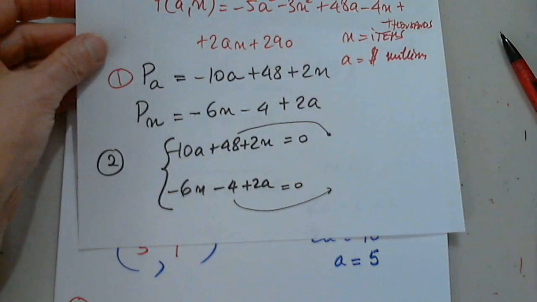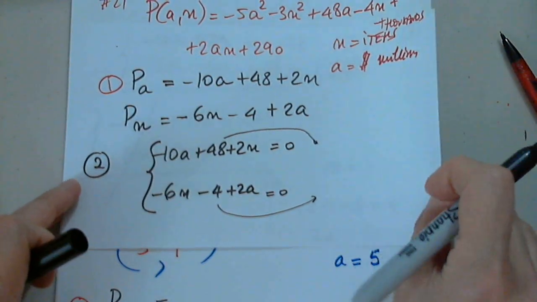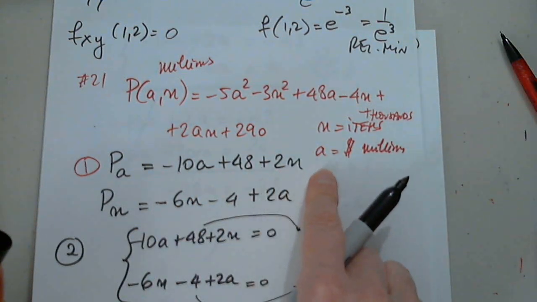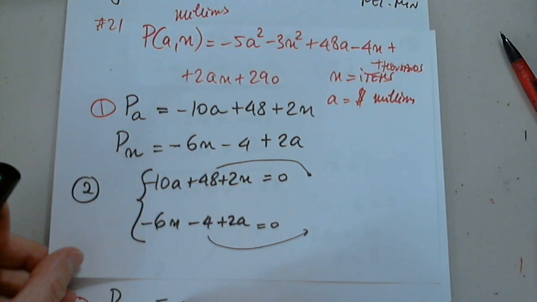PAA, PNN, and PAN. Awesome. So we are here. We are differentiating this with respect to A. What do I get?